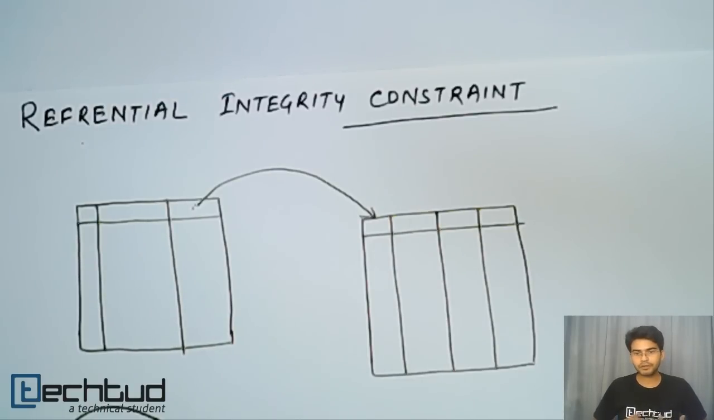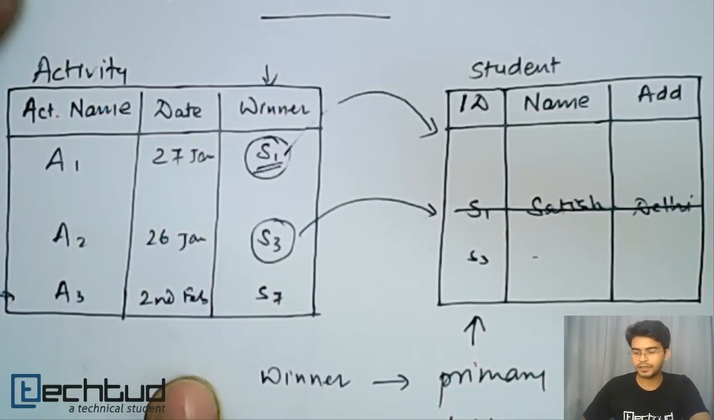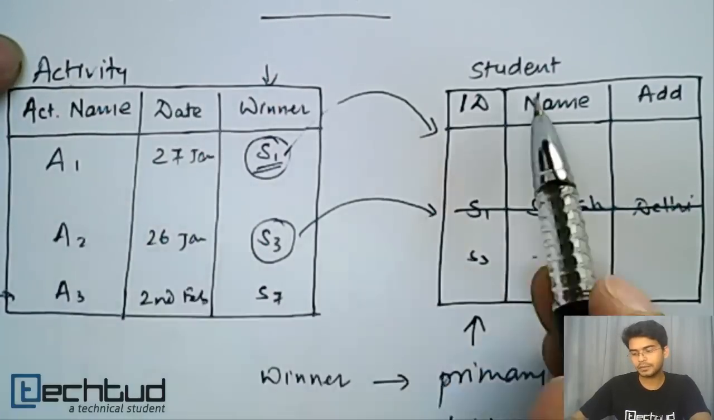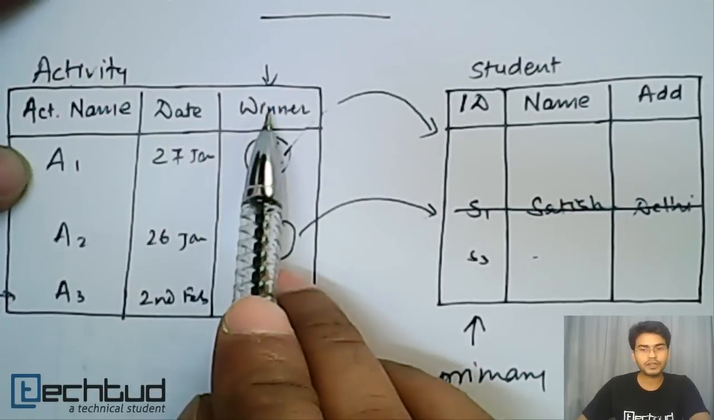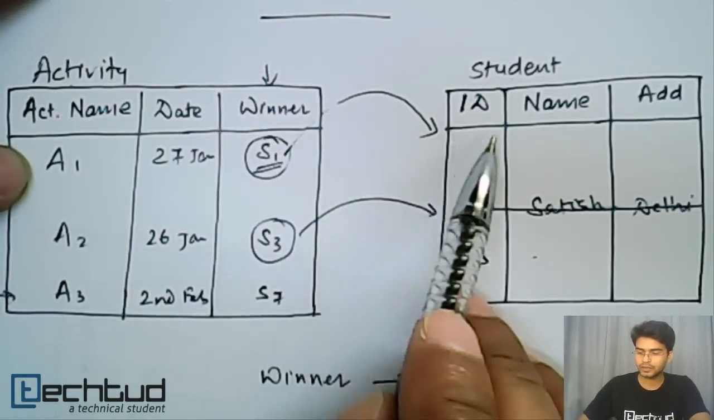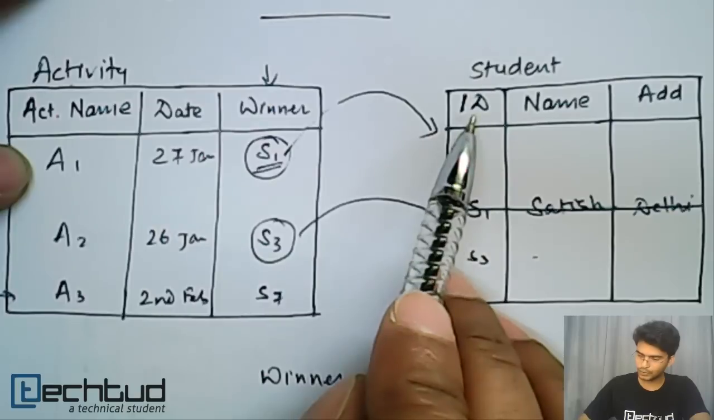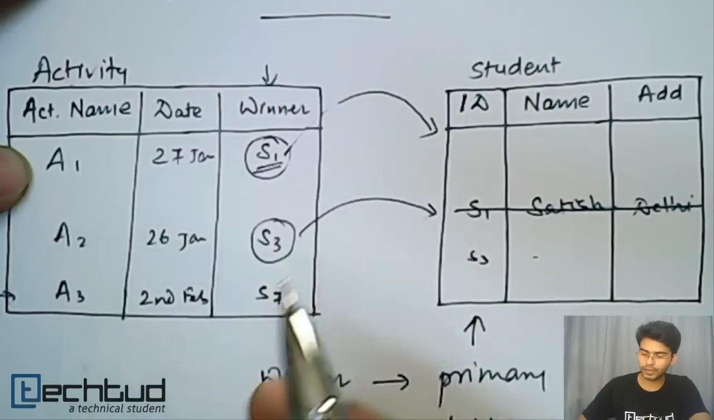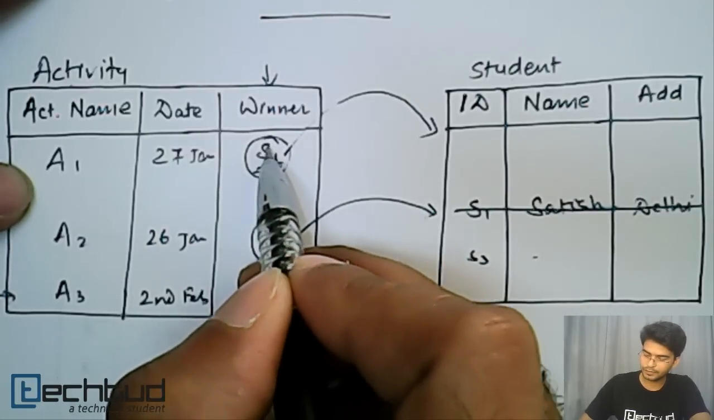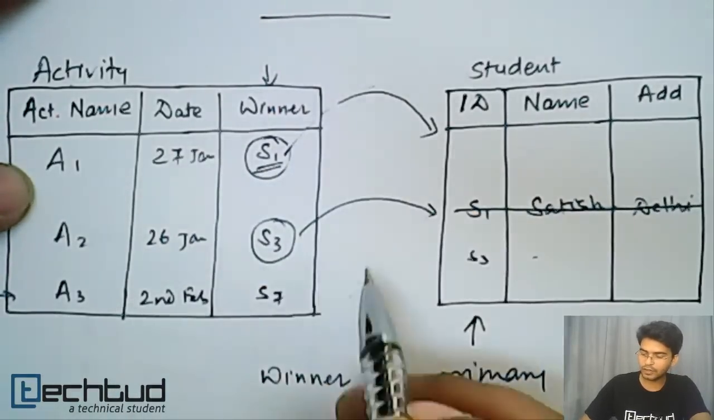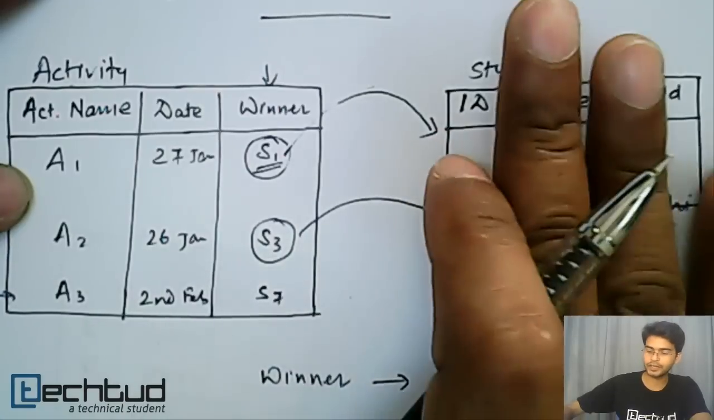What is the requirement of foreign key? So the simple answer is to reduce redundancy. So in the previous example, if we see, this was activity table and this is student table. Activity, this winner column is referring to the student ID attribute of student table. Okay, so why do we need this? We can write here beside this S1, we can take another column of name and address. Okay, then we don't need this.